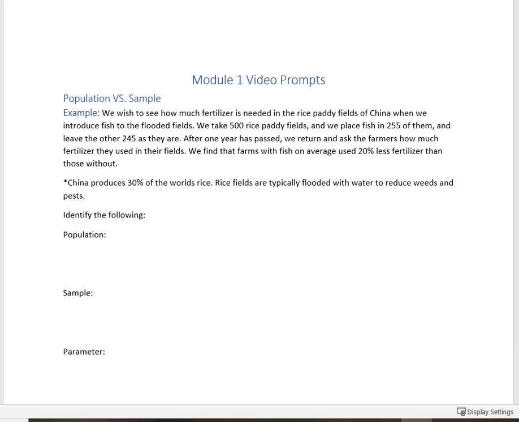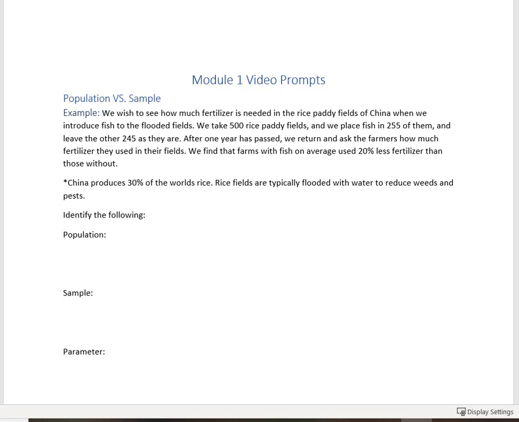So how do we tell the difference between a population and a sample and a parameter and a statistic? Let's say, for example, we wish to see how much fertilizer is needed in the rice paddy fields of China when we introduce fish to the flooded fields.